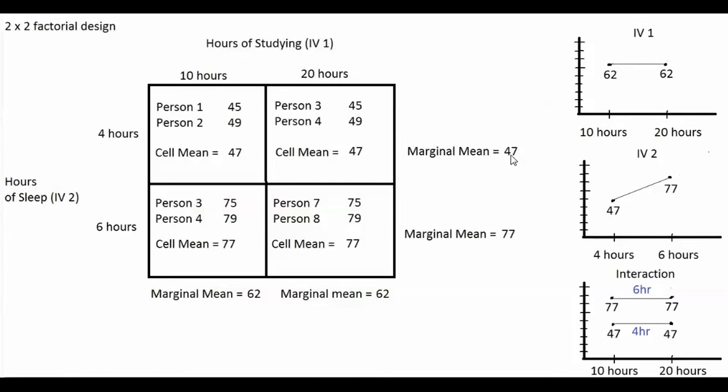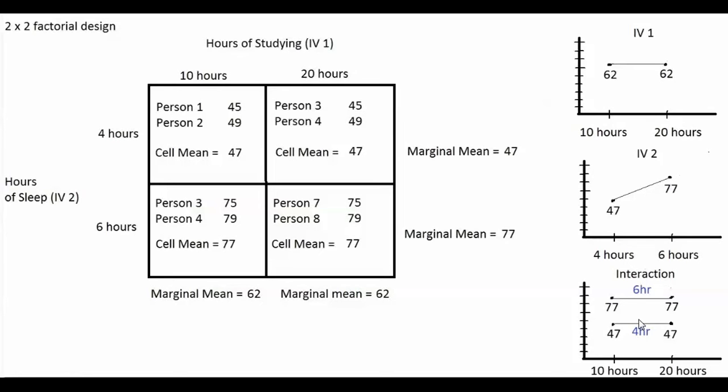But the two row means are different. The 4 people who slept 6 hours had a mean of 77, and the 4 people who slept 4 hours had a mean of only 47. So since this mean is 30 higher than this mean, we do have a main effect of IV2, which is hours of sleep. So there's no main effect of IV1, but there is a main effect of IV2.